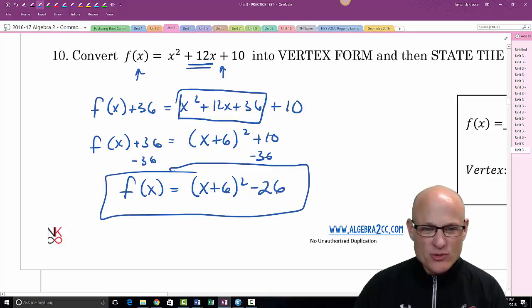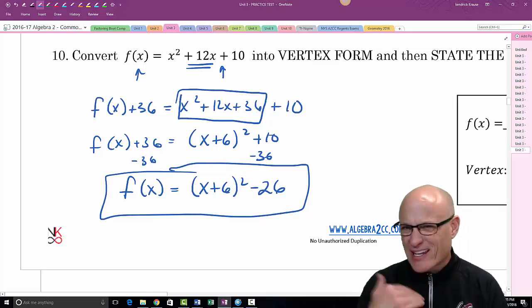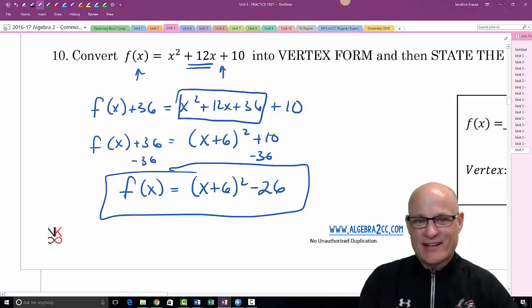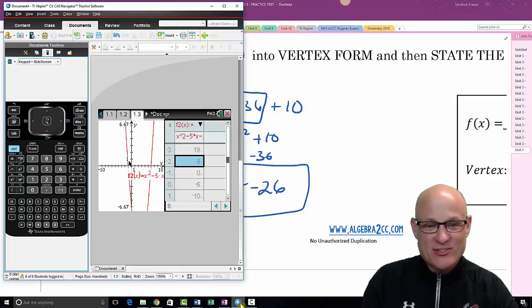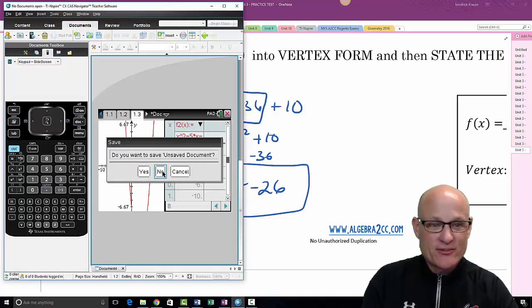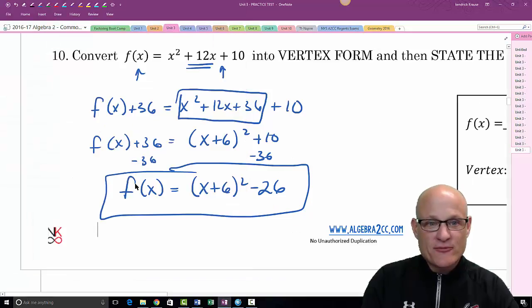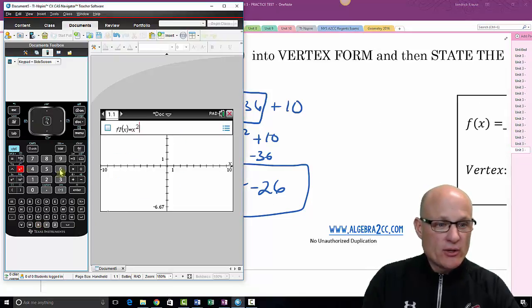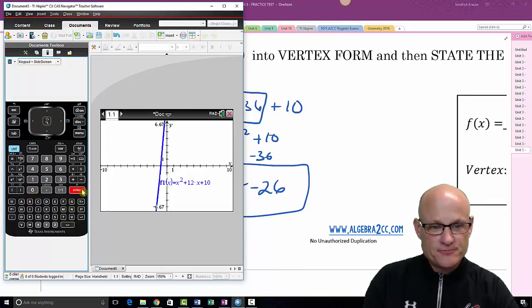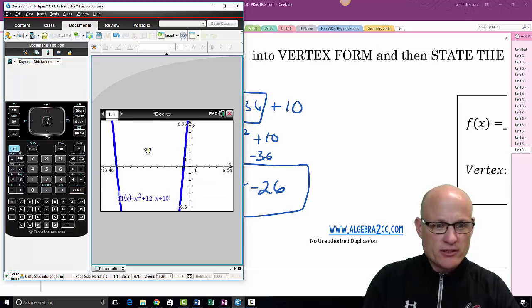Now, how could I make sure I got that right? Because I'm a person that likes to make sure 100% I got that right. Well, the easiest way to do that is to come over here to graph mode. Graph the original, x squared plus 12x plus 10. Hit enter. It doesn't matter what it looks like. There it is. Did I hit it right? I don't even like that. Really don't like that. Oh, there's the rest of it.